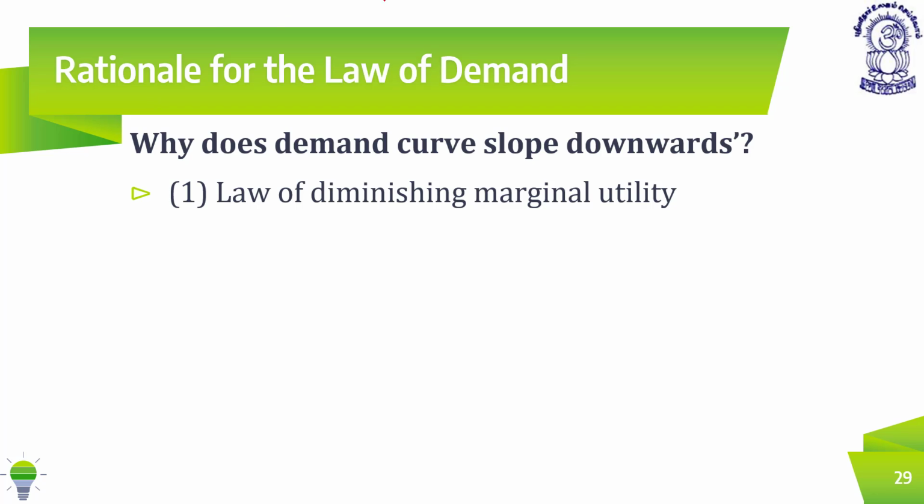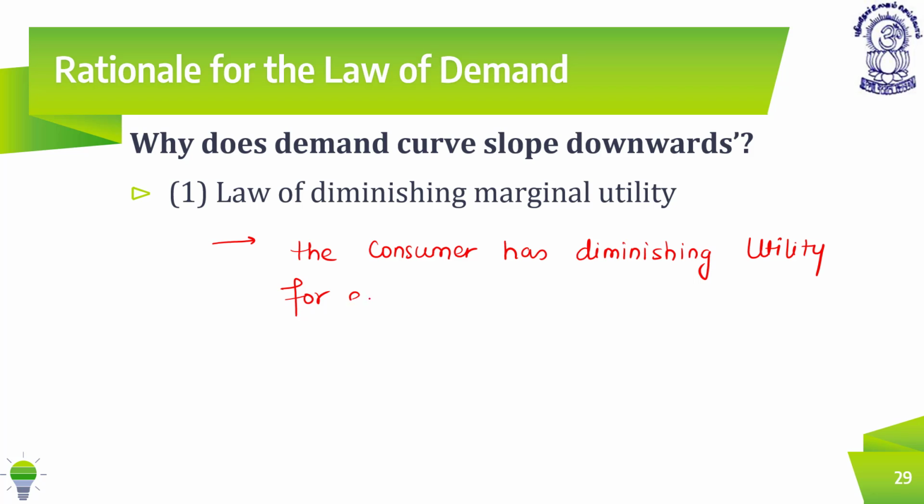We can write it over here: the law of diminishing marginal utility says the consumer has diminishing utility for each additional unit of a commodity, each additional unit of consumption.